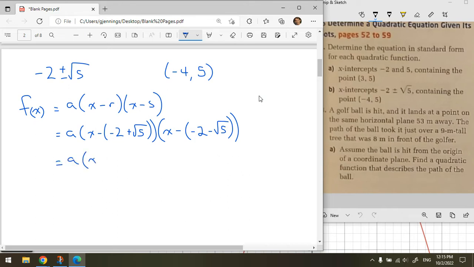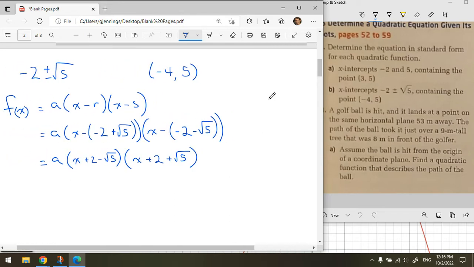a is equal to x, negative -2 is plus 2, negative root 5 is minus root 5. Okay. And then this one is x minus -2 is plus 2, minus root 5 is plus root 5. Okay. And I always encourage you to do a little visualization, and you want to be able to visualize even this, where you would know that it has two roots. One of them is -2 plus root 5, and so that's barely positive.